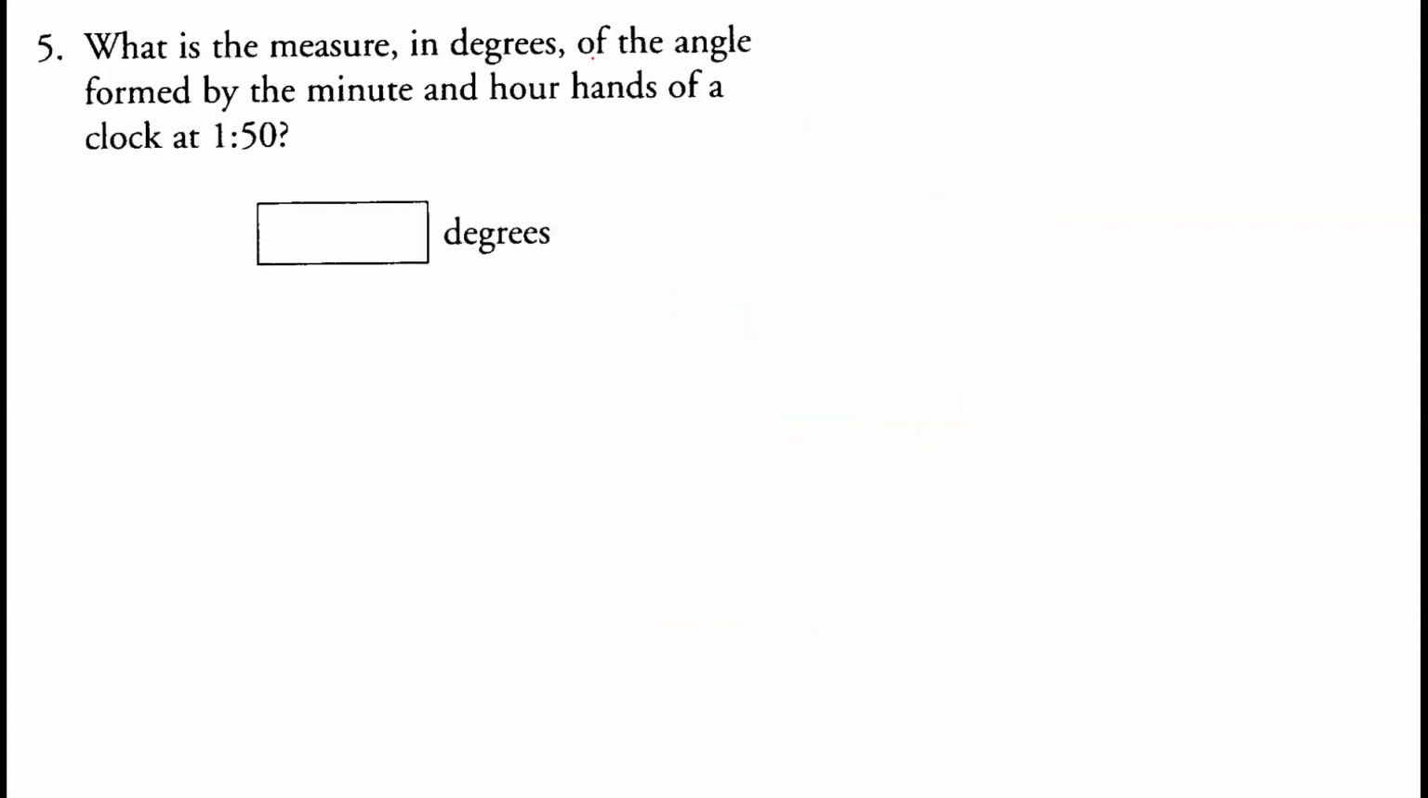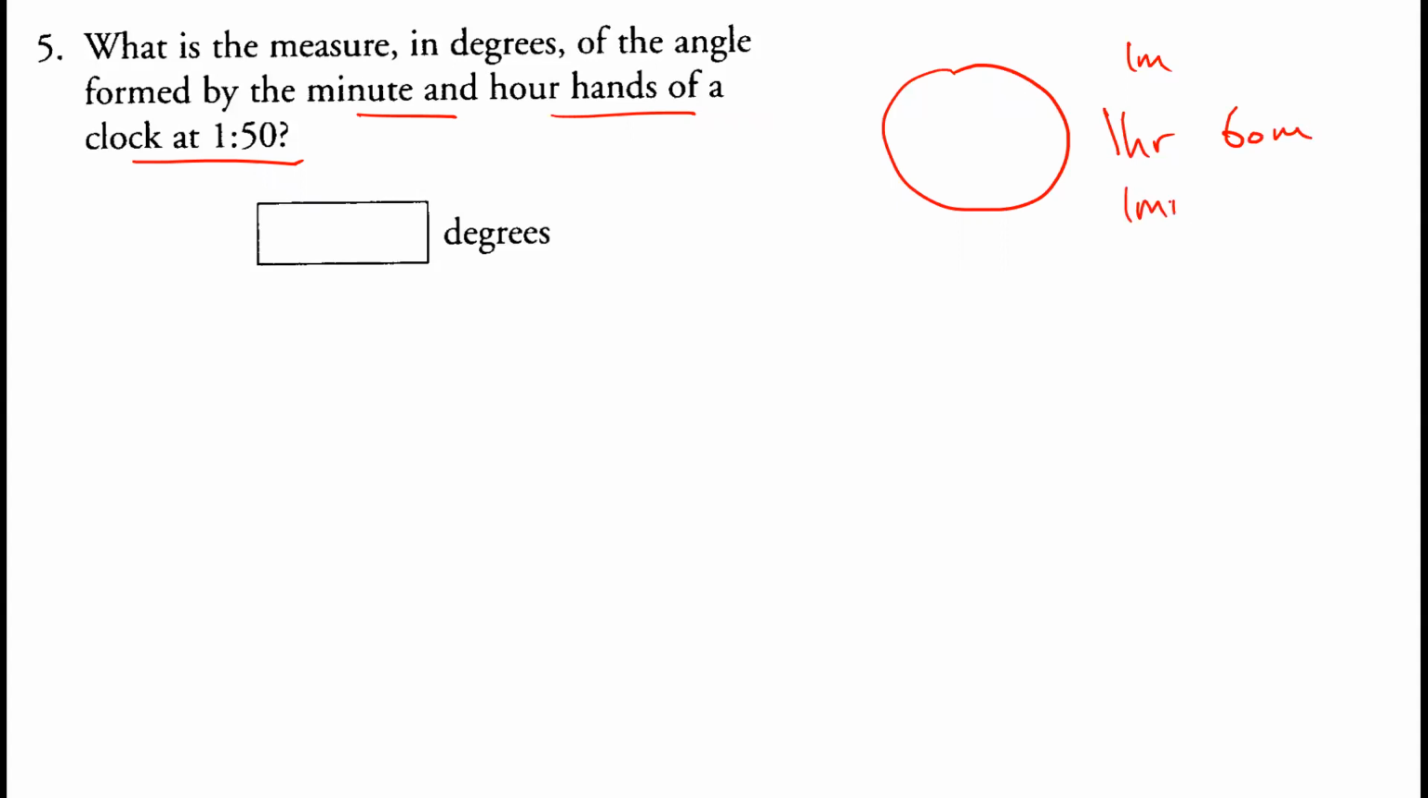Now what is the measure in degrees of the angle formed by the minute and hour hand of a clock at 1:50? Now imagine this is your clock. In a clock, a circle has 360 degrees. In 1 hour there are 60 minutes. So 1 minute equals 6 degrees, because in total 60 minutes make the total angle of 360 degrees. So 360 divided by 60 minutes equals 6. So 1 minute equals 6 degrees.